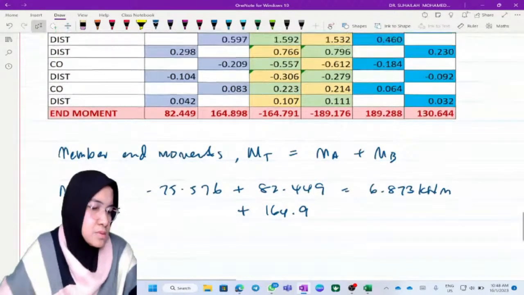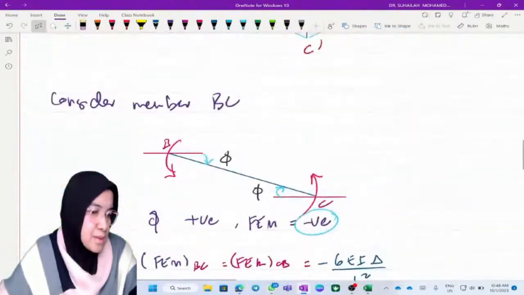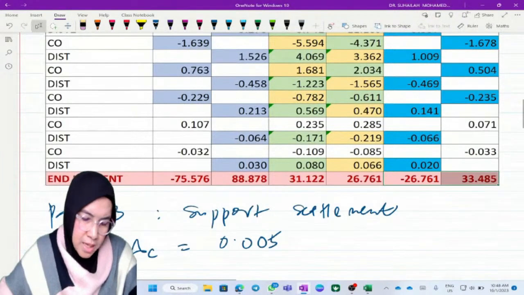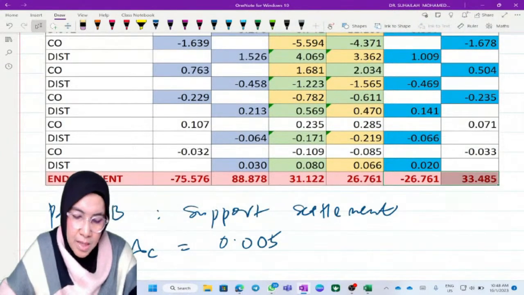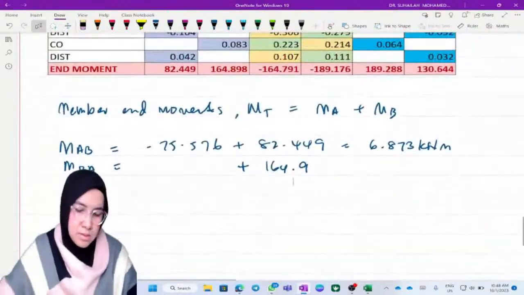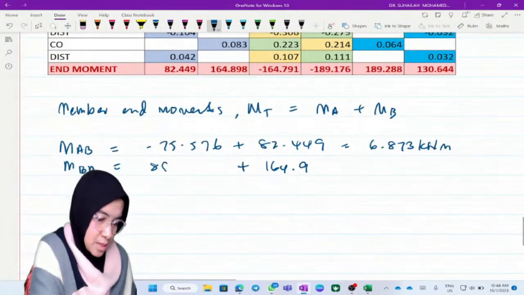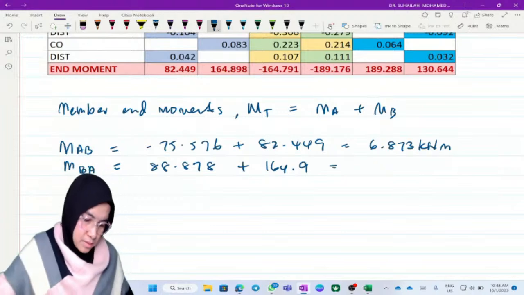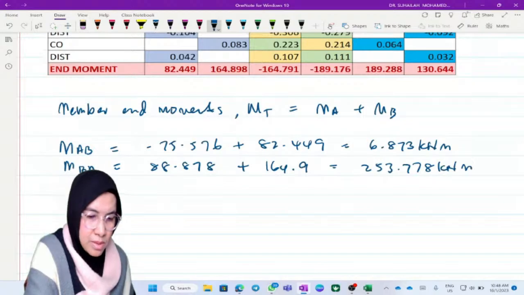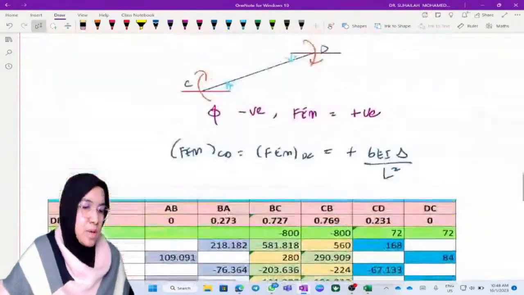164.9. So it is 88.787... 88.878. Okay, we get 164.9. We get 253.778 kilonewton meter.